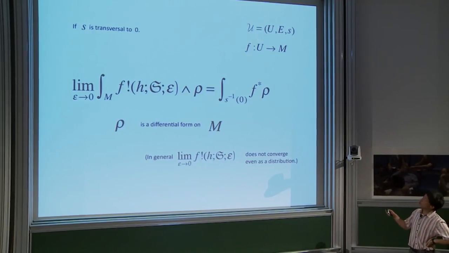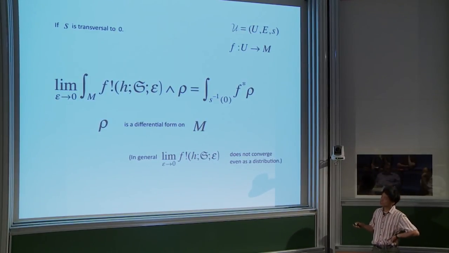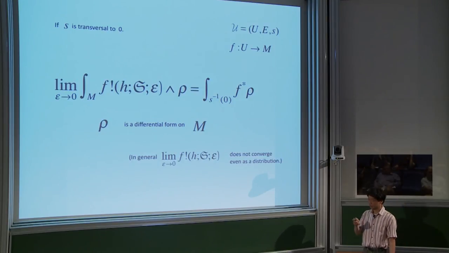But of course, in general, the zero set of S is not a smooth manifold. It is a singular space, and you cannot expect that this limit converges as a distribution. In the case where S inverse zero is wild, it can be a very wild thing. I don't want to study epsilon equal to zero itself. But when epsilon is very close to zero, you get some number. This number may depend on epsilon, and on these perturbations, but you still get something. That is what these sheaves do.